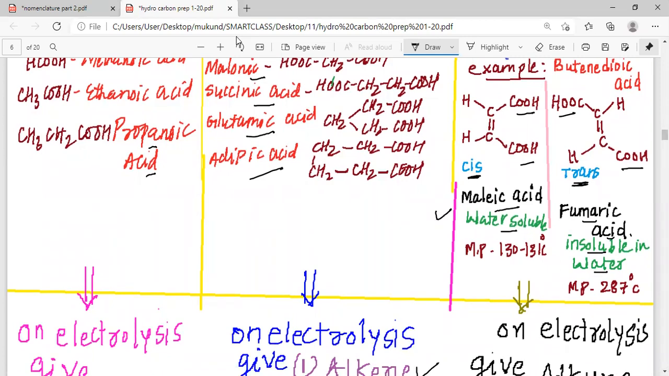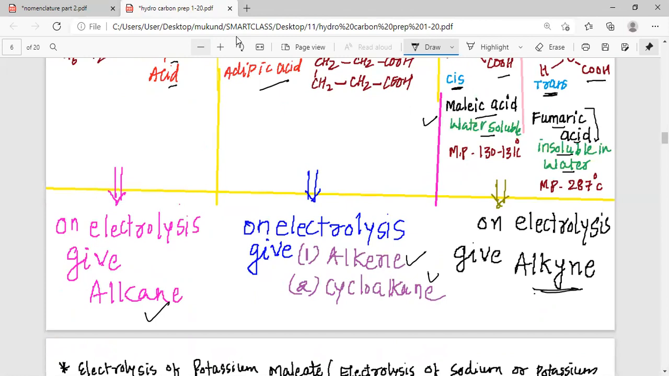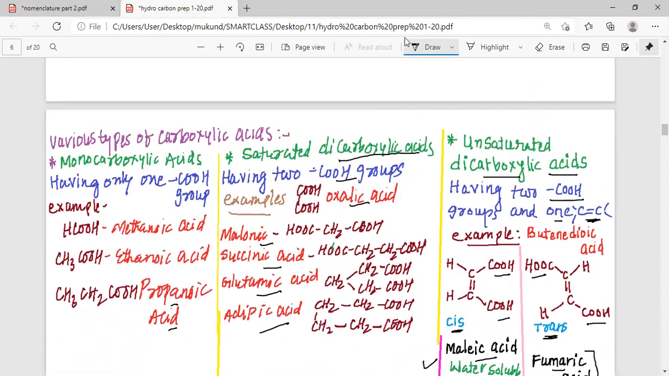And we have seen that for Kolbe's electrolytic method, we need to use the aqueous solution of the sodium or potassium salt of carboxylic acid, and that is why we cannot use fumaric acid, but we can use maleic acid. That is why the aqueous solution of sodium or potassium salt of maleic acid is utilized for the preparation of the alkyne known as ethyne.